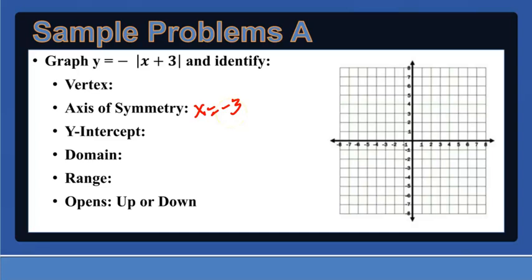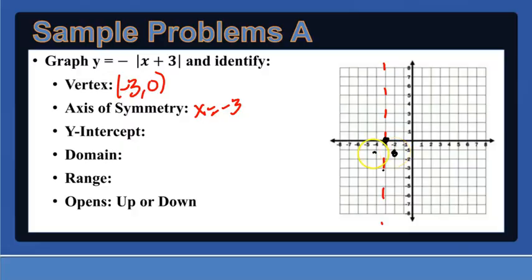So if I go to the coordinate plane and draw my axis of symmetry, the vertex is at (-3, 0). So I can now put a point at (-3, 0), which would be right here. Now I can choose a point on each side. So I'm going to choose -2. -2 plus 3 is 1. The absolute value of 1 is 1, times a negative is -1. So it would be (-2, -1).